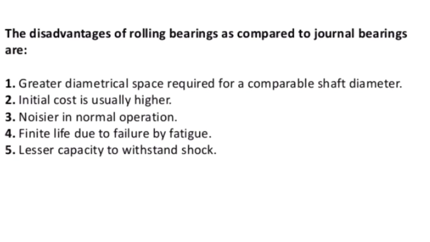And next, what are the disadvantages? First one is the greater diametrical space required for a comparable shaft diameter. And second one is the initial cost is usually higher. If you look at the cost of the journal bearing, it is very low compared to rolling bearings, so that is one of the disadvantages here.